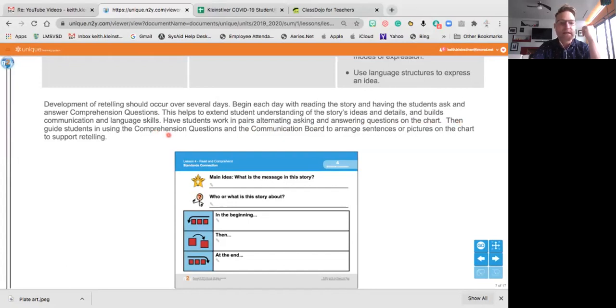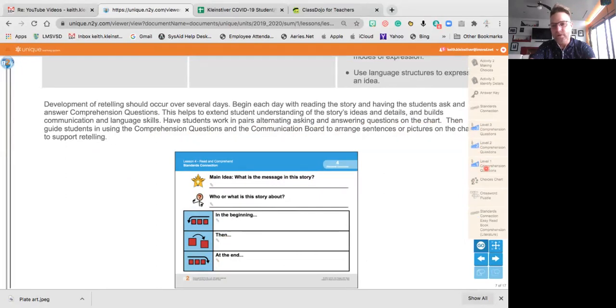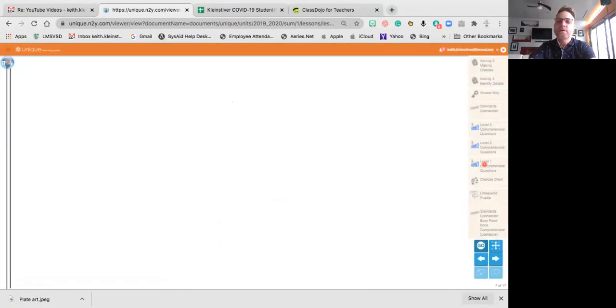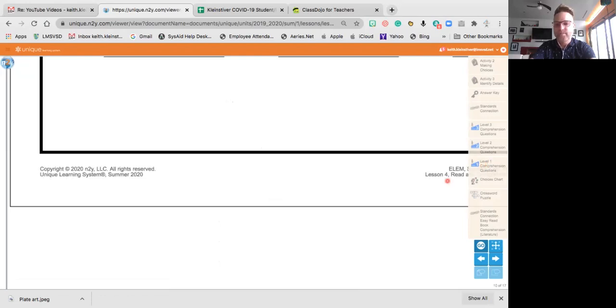Then guide students in using comprehension questions and communication boards to arrange sentences to pictures on the chart to support retelling. So we're going to see what the main idea is, what is the message of the story? Who or what is this story about? In the beginning, what happened, then, and at the end. So we always go to the one with most picture supports.